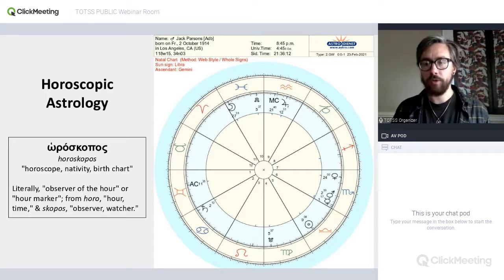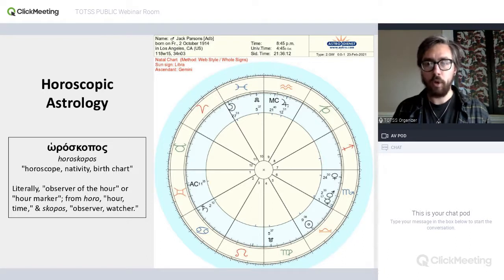And so that's how we'll use the term horoscope: to talk about, again, this thing you see on the right, a diagram showing the planets, their locations in the zodiac, their relationships to each other, as well as their locations in the sky at a particular moment in time. And this is the birth chart of Jack Parsons.